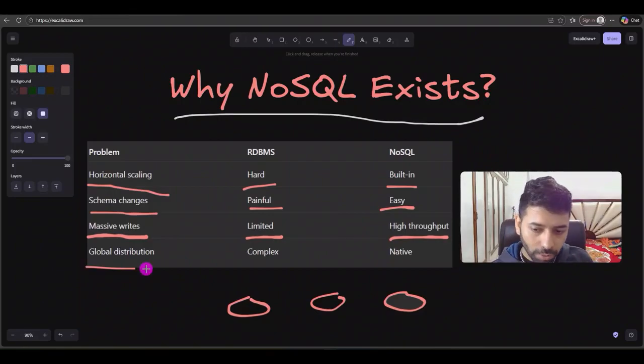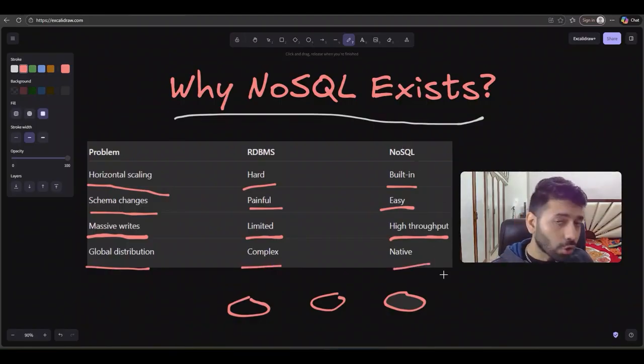And when we talk about the global distribution, of course, in RDBMS or SQL, it is complex, whereas in NoSQL, it is kind of a native thing. So NoSQL handles all these things related to huge scale, a lot of write operations, schema changes, and global distribution in a much better way. But you may say, how is this possible?